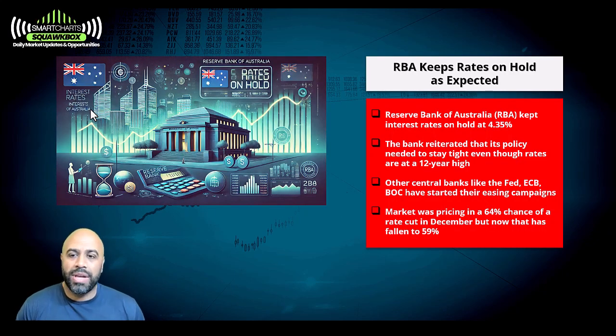Okay, so overnight we had the Reserve Bank of Australia keeping interest rates on hold at 4.35% as expected. The central bank reiterated that its policy needed to stay tight, even though rates are at a 12-year high. Other central banks like the Federal Reserve, European Central Bank, Bank of Canada have already started their easing campaigns and have started cutting interest rates. The market was pricing in a 64% chance of a rate cut in December, but now that has fallen to 59%.